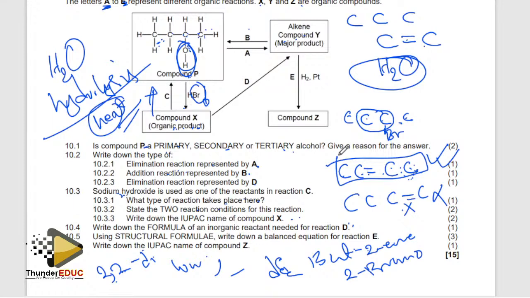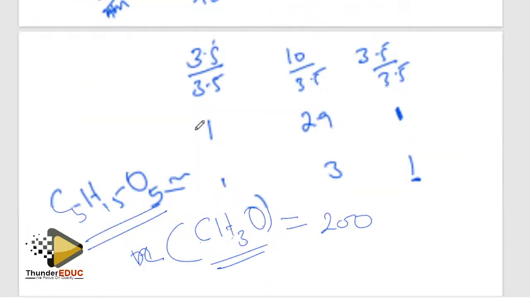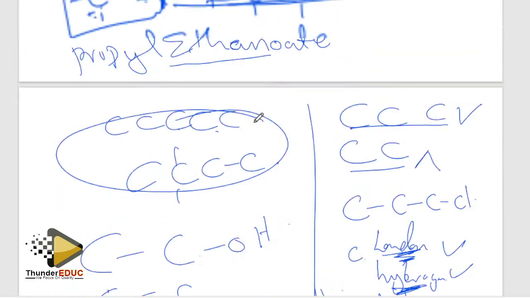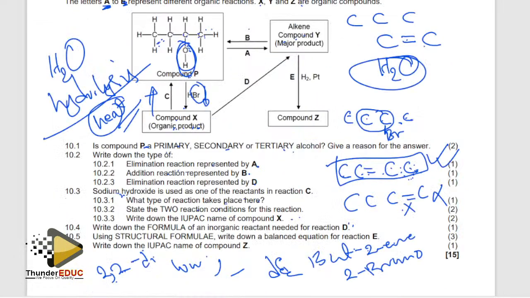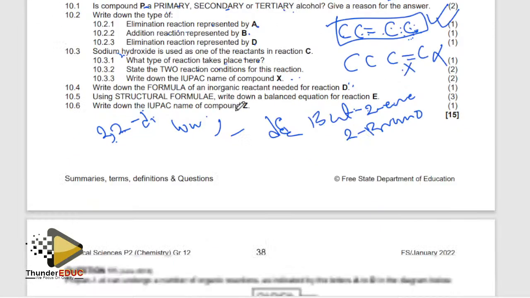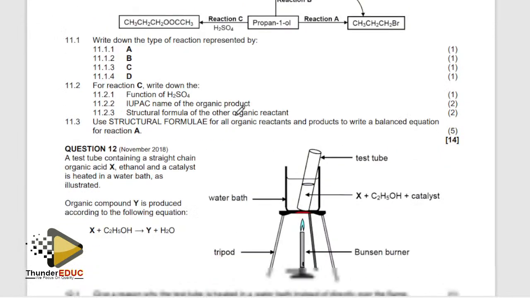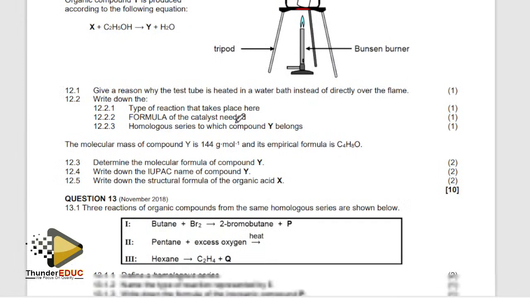And then don't forget to know the esterification. Don't go without knowing esterification. Why is sulfuric acid being used? We said as a catalyst. Yeah, please make sure you know that.